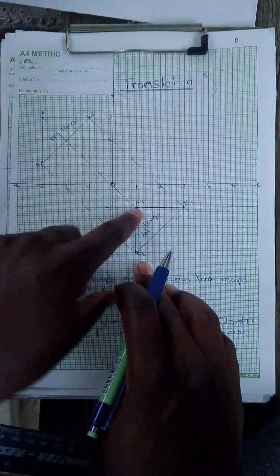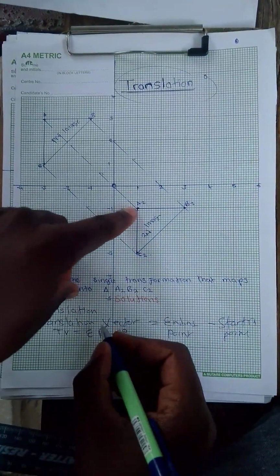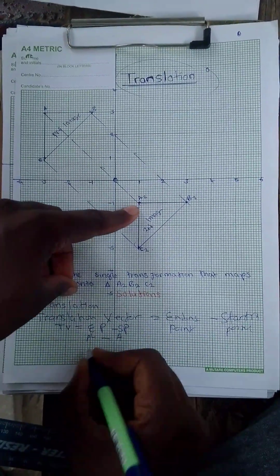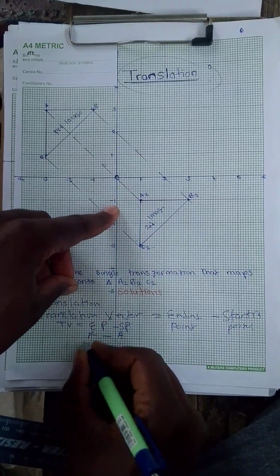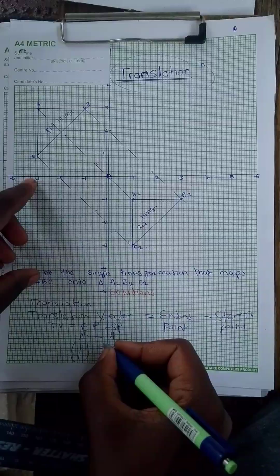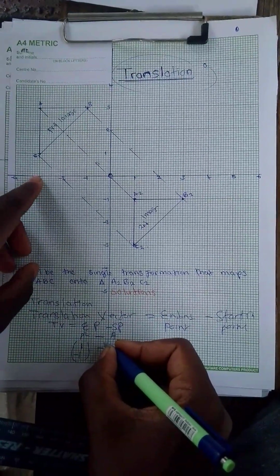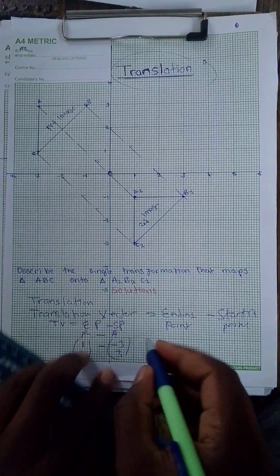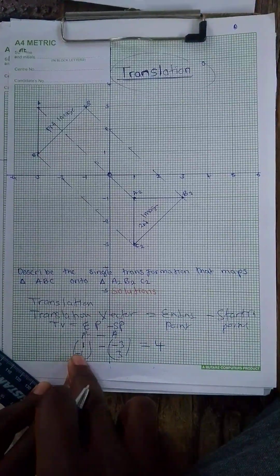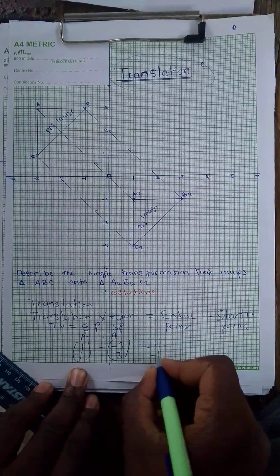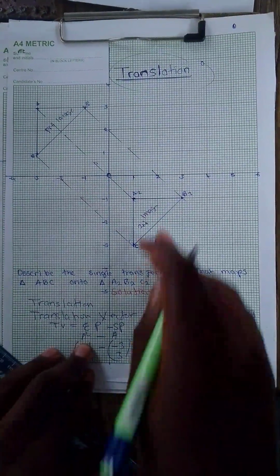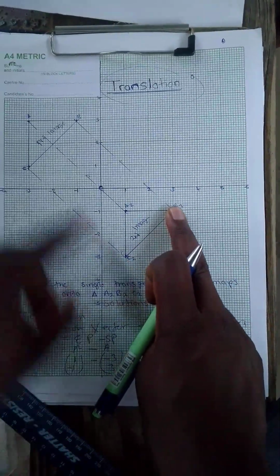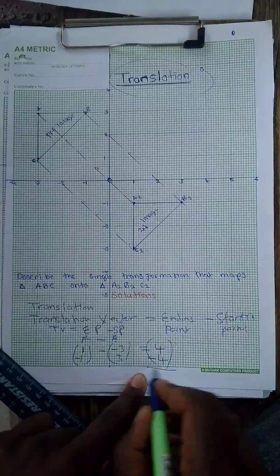So you can take any of these points. For example, let's say we take A2 minus A. A2 is 1 and minus 1. Then minus A, which is our starting point, is minus 3 and 3. So 1 minus 3, we get minus 4. Then minus 1 minus 3, we get minus 4. If you take B2 minus B, or C2 minus C, we still get the same translation vector.